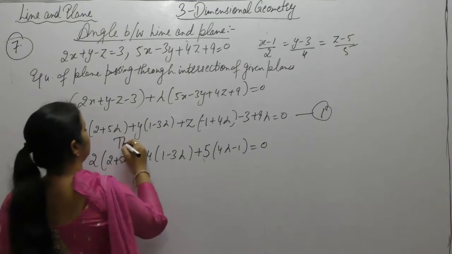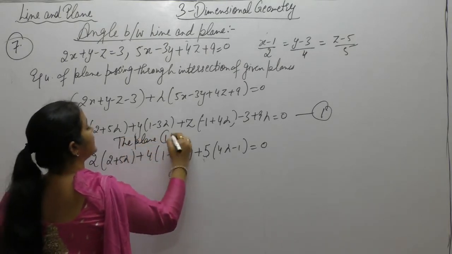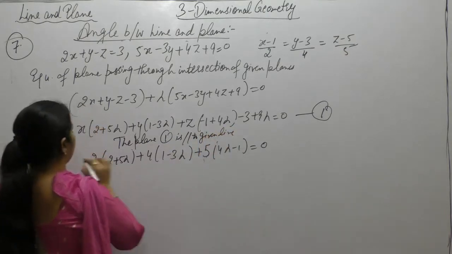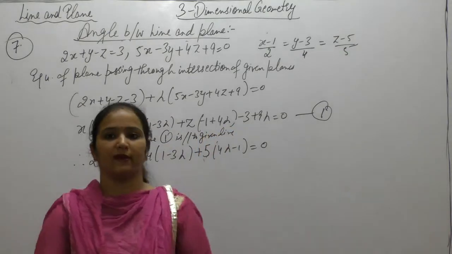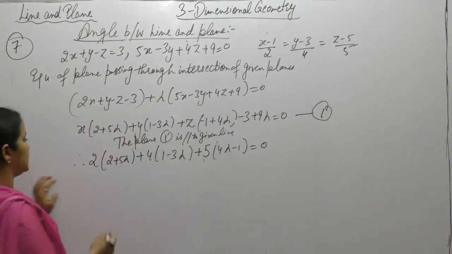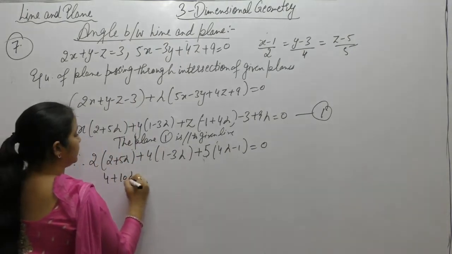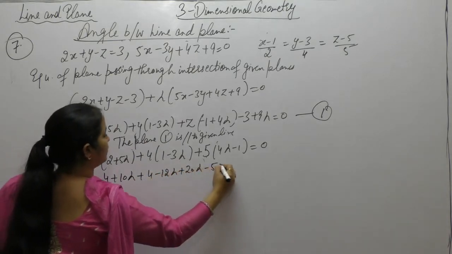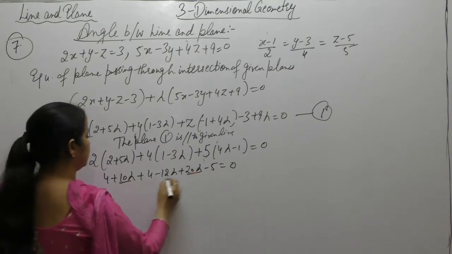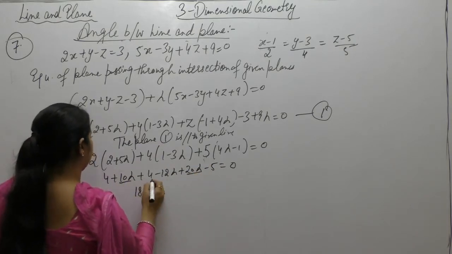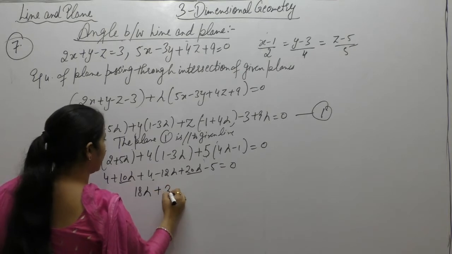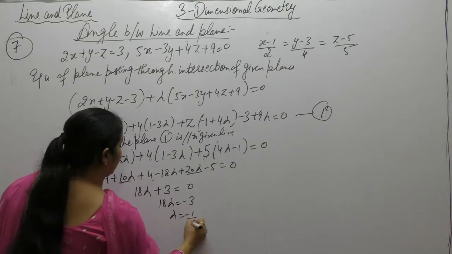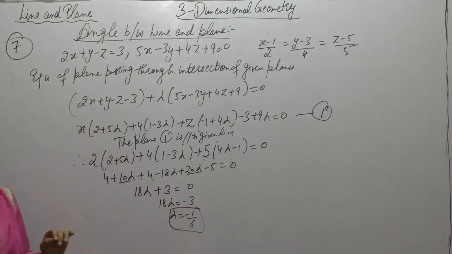The plane is parallel to the given line. Therefore we get a1 a2 plus b1 b2 plus c1 c2 equals 0. Solve it. 5 into 2, 4 into 3, 5 into 4 and 5 into 1. 18 lambda plus 3 equals 0. So we get the value of lambda as minus 1 upon 6.